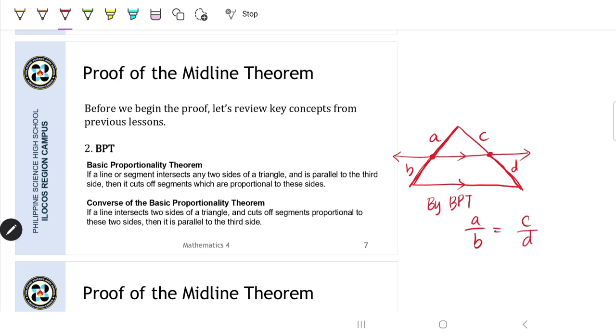And similarly, if we get the converse of the BPT, so if a line intersects two sides of a triangle and cuts off the segments proportional to the two sides, so ibig sabihin, if we solved for this one, then we can say that the line is parallel to the third side.